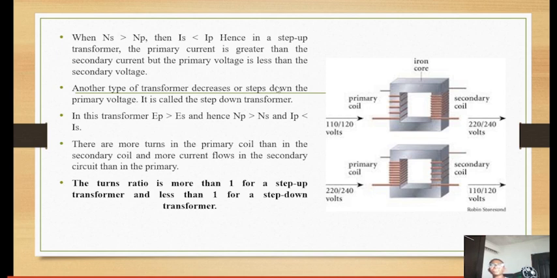Another type of transformer decreases or steps down the primary voltage and is called the step-down transformer. We have the step-up and step-down transformer. In this transformer, EP is greater than ES, and hence NP is greater than NS, and IP is less than IS. So those are the differences between the step-up and the step-down transformer. There are more turns in the primary coil than in the secondary coil, and more current flows in the secondary circuit than in the primary. The turns ratio is more than 1 for a step-up transformer and less than 1 for a step-down transformer. Don't forget that.